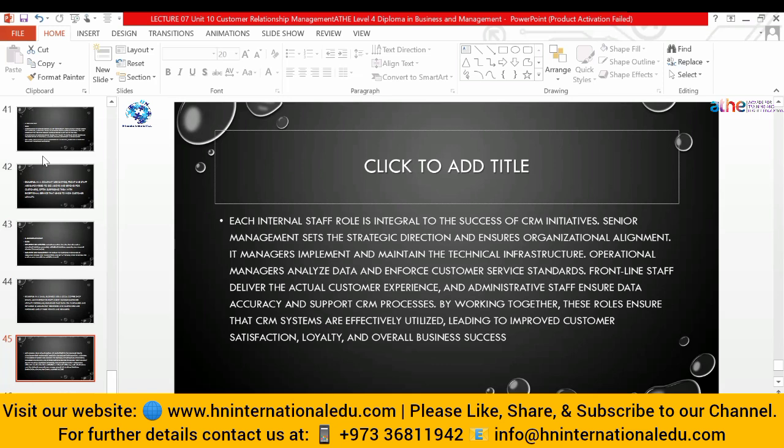Operational managers analyze the data and enforce the customer service standards, that is, they know how to capitalize on the complete data of a consumer, plus they are setting the standards too. Frontline staff deliver the actual customer experience because they are directly dealing with the consumer. That is why they are actually experiencing what it is like dealing with the customer. And administrative staff ensure the data accuracy and support the CRM processes.